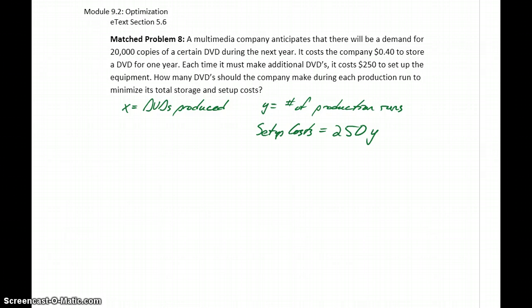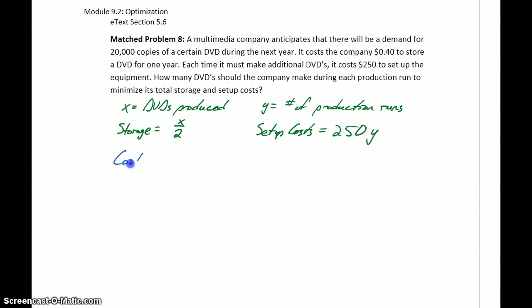Storage costs are a little bit trickier to figure out. There's a good write-up in the e-text about how they come up with this, but basically we're averaging the amount that we're storing at any given time. So whatever the time interval is for storage, that number is decreasing from X, however many DVDs we're storing at one point, to 0 when we get down to a minimum. So if we average X and 0, that's X plus 0 divided by 2, or X over 2. So at any given point in time, we have, on average, X over 2 DVDs in storage.